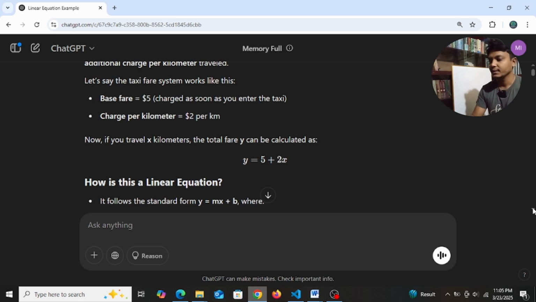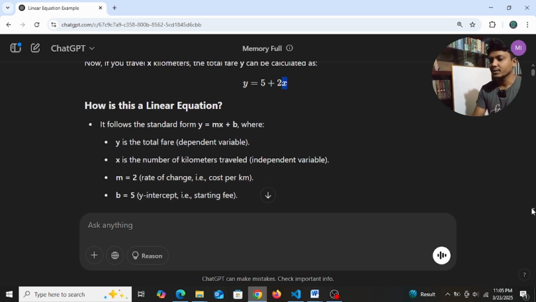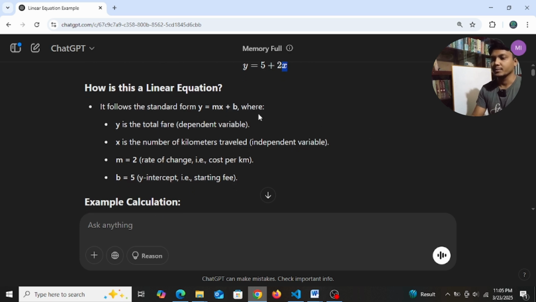Okay, so here 5 would be the constant. 5 is constant, 2 is also constant, x is variable, right? X can change. So it follows the standard form y equals mx plus b. So this type of equation is a linear equation, right?